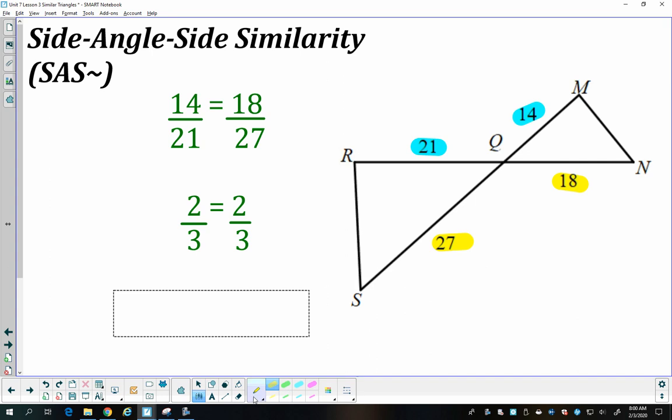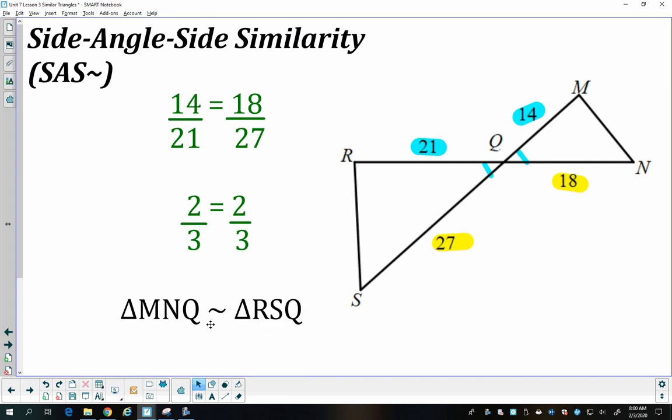And then of course right in the middle here we have vertical angles. So we have angles that are congruent in between sides that are proportional, just like side-angle-side. Those angles have to be included. So we have side-angle-side similarity.